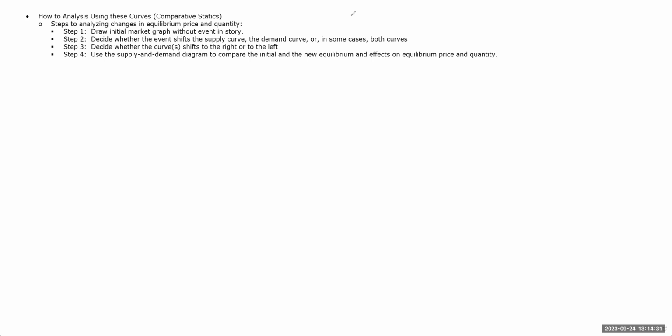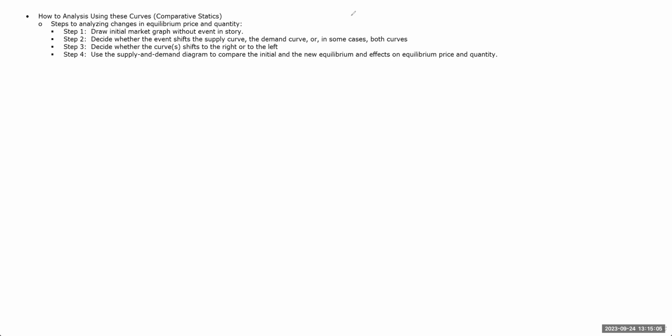First, step one, draw the initial market equilibrium. Draw the baseline case of supply and demand and the initial equilibrium, without the story I tell you. Then, step two, take the story I tell you: does that affect the supply curve, the demand curve, or maybe both curves? See how it affects it. Does it shift to the left or to the right? Which curve shifts to the left, which curve shifts to the right? That's step two and step three.